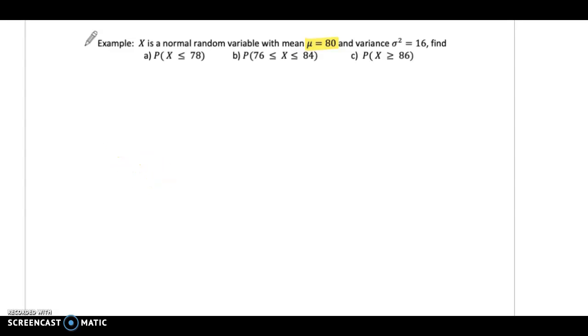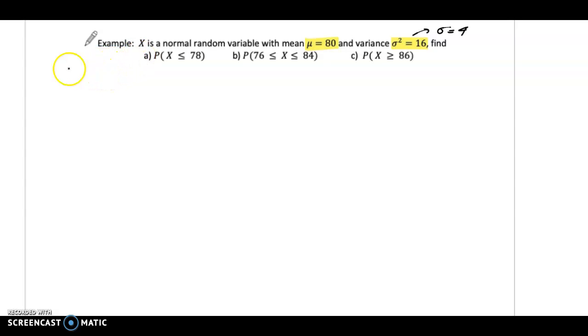Okay, so here's the idea. We have x, our normal random variable. Our mean is 80, and our variance is 16. Well, that would just mean the standard deviation in this case is 4.